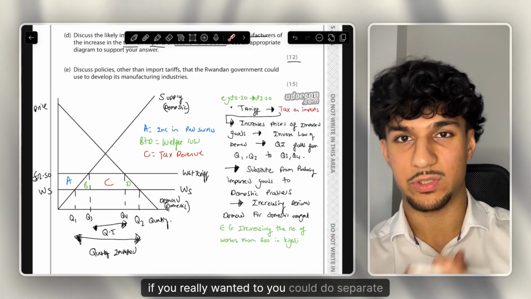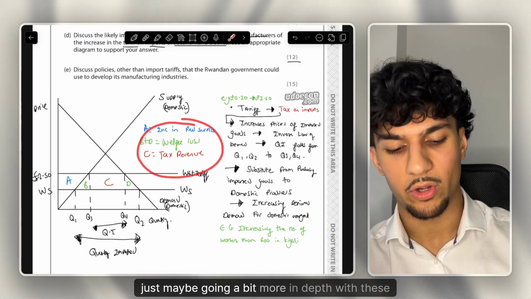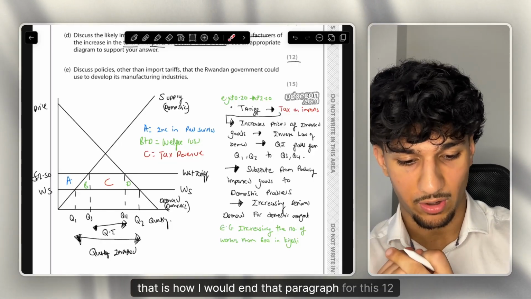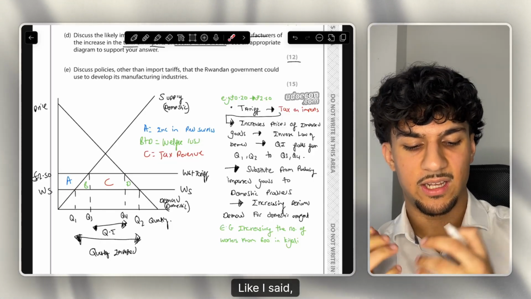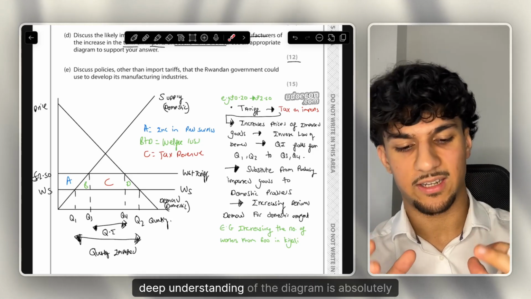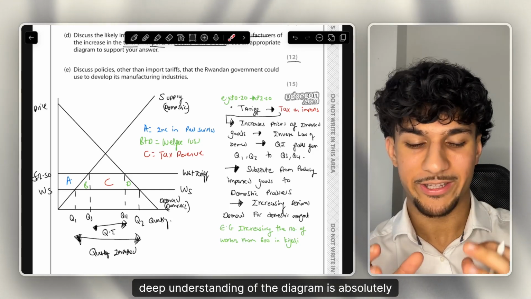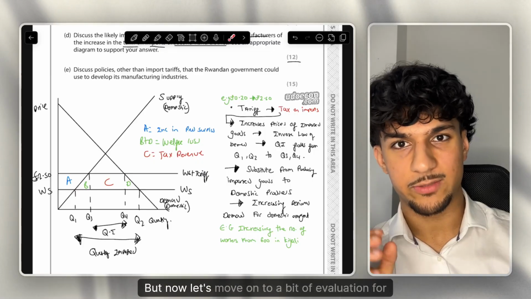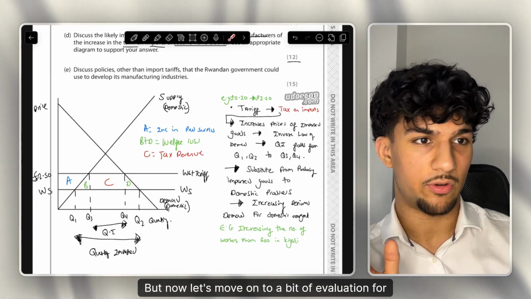If you really wanted to, you could do a separate paragraph, just maybe going a bit more in depth with these specific points. But yeah, that is how I would end that paragraph for this 12-mark question. Like I said, diagrammatic analysis, deep understanding of the diagram is absolutely essential, as you can probably understand after this chain of analysis. But now let's move on to a bit of evaluation for this 12-mark question.